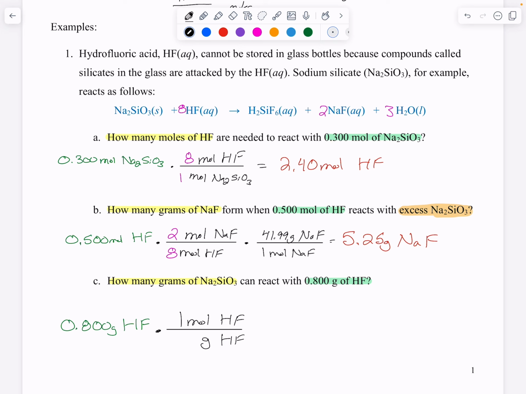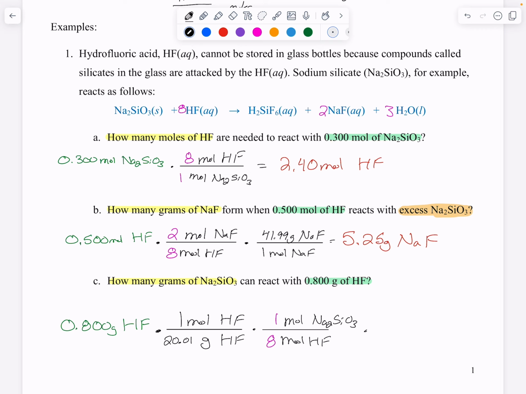Fluorine is 19. So I get 20.01. Now we have mole ratio. Moles of HF produced, how many grams, or need how many grams of, how many moles of Na2SiO3, sodium silicate. And if we look at the balanced chemical equation, again, 8 for HF, 1 for sodium silicate.